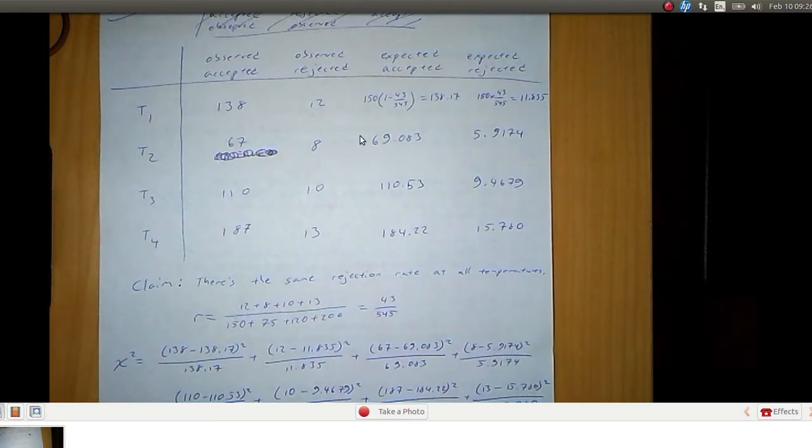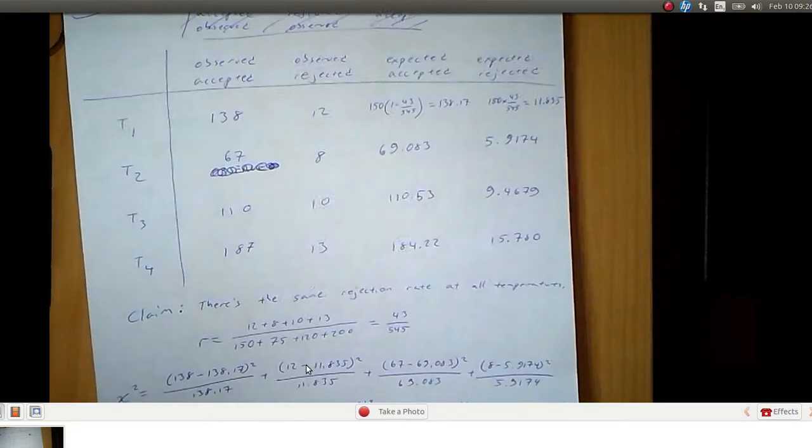So 75 times 502 over 545 gives us 69. 75 times 43 over 545 gives us 5.9. And thereby we come up with expected values for the other temperatures. And now we have observed and expected values at each temperature for the accepted and rejected, and so we can compute chi-squared. It's just the differences between the observed and expected values squared divided by the expected values.